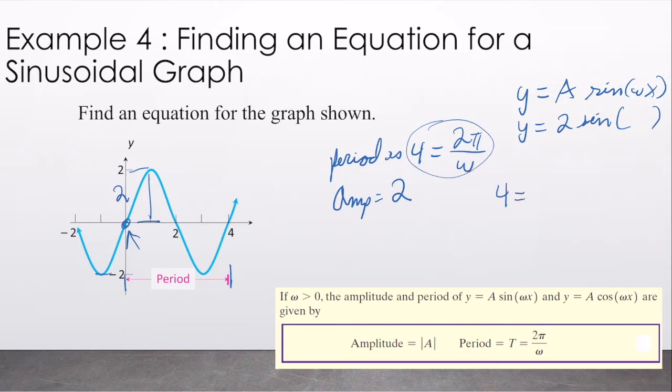So if I have 4 equals 2 pi over omega, multiply both sides by omega, I get 4 omega is 2 pi. Divide both sides by 4, omega is pi over 2. So I have pi over 2 x. That would be the equation for this graph shown.